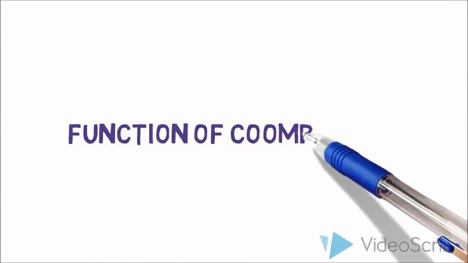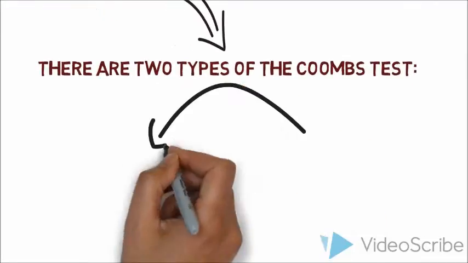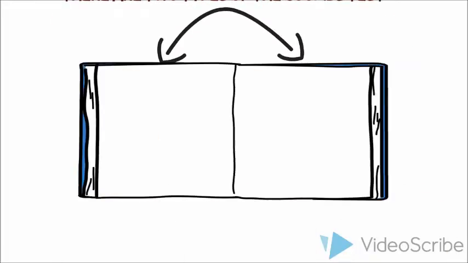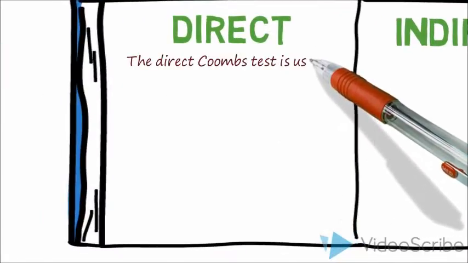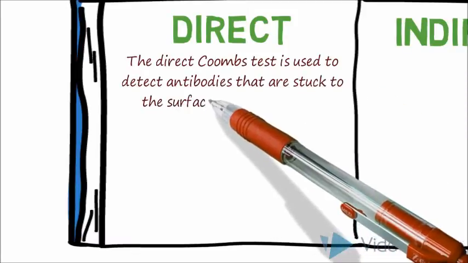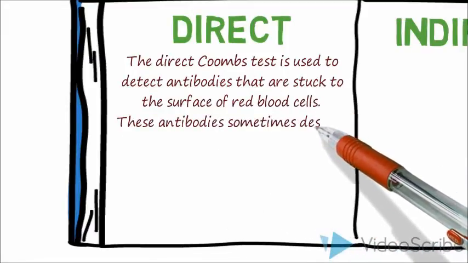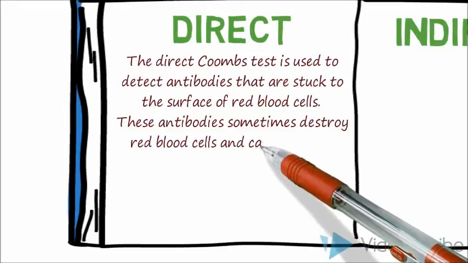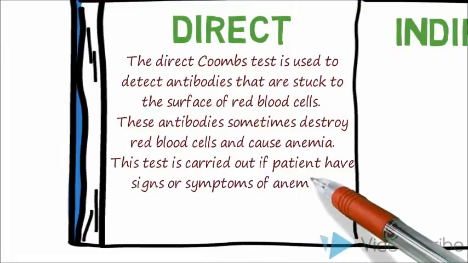Next is function of Coombs test. Coombs test is divided into two types, direct and indirect Coombs test. The direct Coombs test is used to detect antibodies that are stuck to the surface of red blood cells. These antibodies sometimes destroy red blood cells and cause anemia. This test is carried out if patients have signs or symptoms of anemia or jaundice.